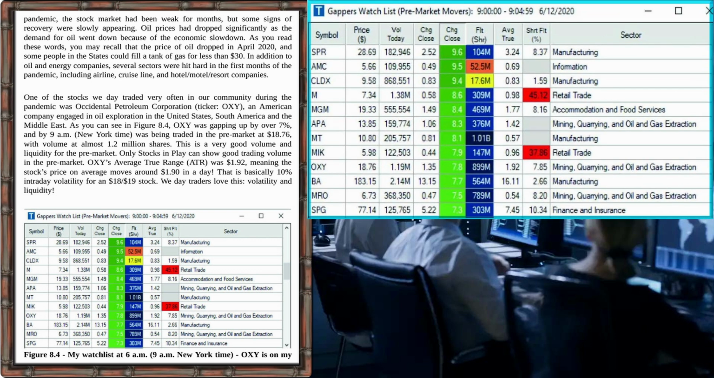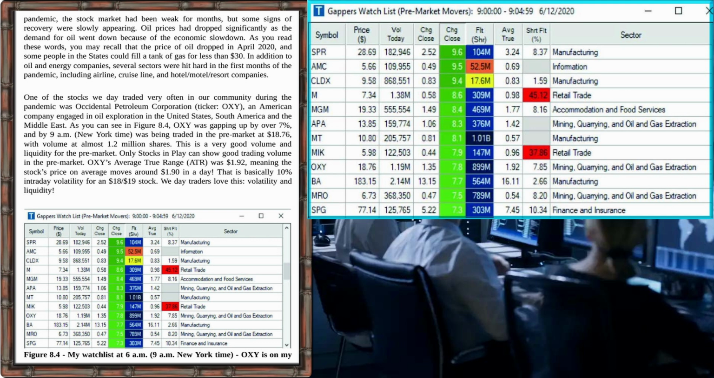As you can see in figure 8.4, OXY was gapping up by over 7%, and by 9 a.m. New York time, was being traded in the pre-market at $18.76, with volume at almost 1.2 million shares. This is a very good volume and liquidity for the pre-market. Only stocks in play can show good trading volume in the pre-market.